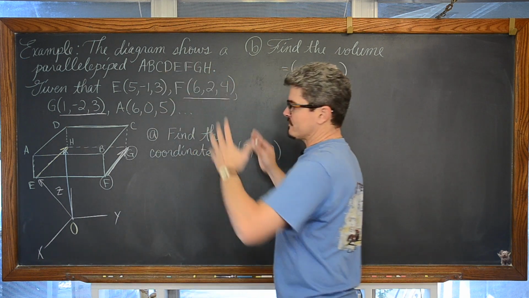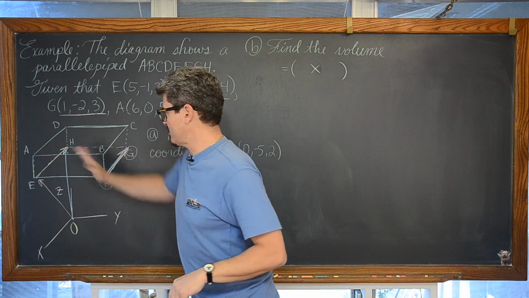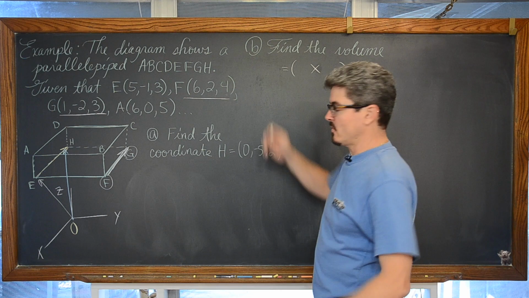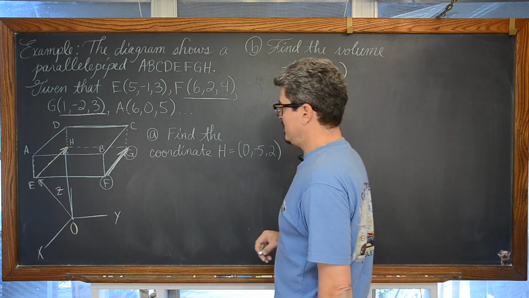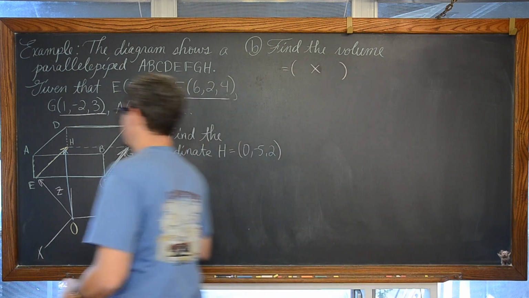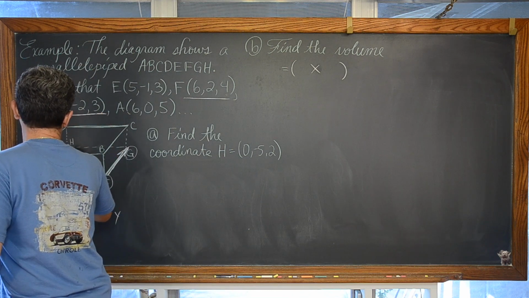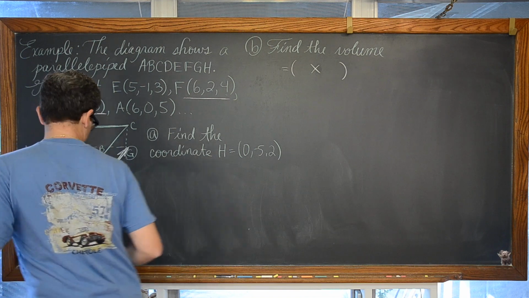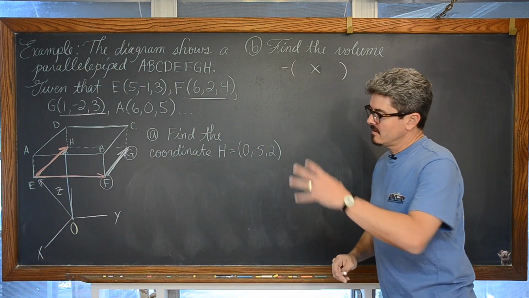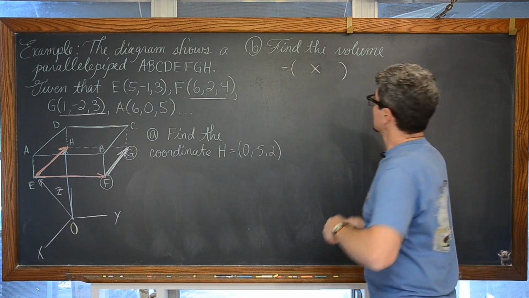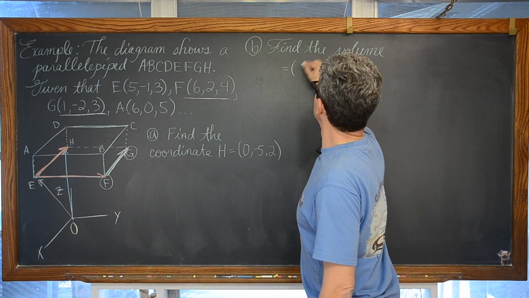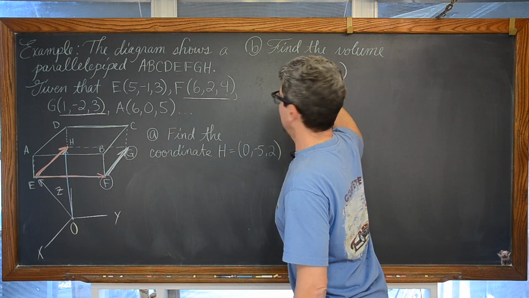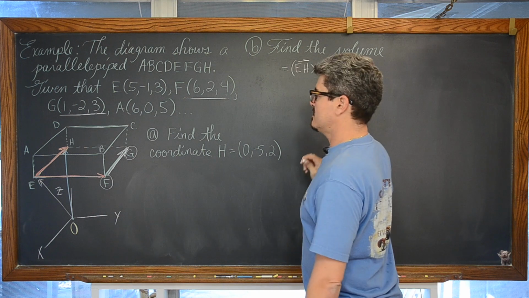And we could do all different types of things here. I mean, we could use this as our base and this as the height, if you will, but we're going to keep it in the orientation of the problem and use the points that we're given. And we are going to let vector EH and EF define that base. And so we're going to do the dot product of the vector cross product of vector EH and EF.